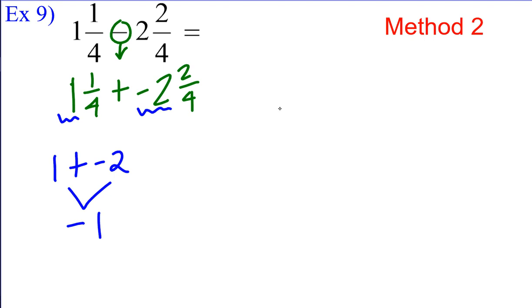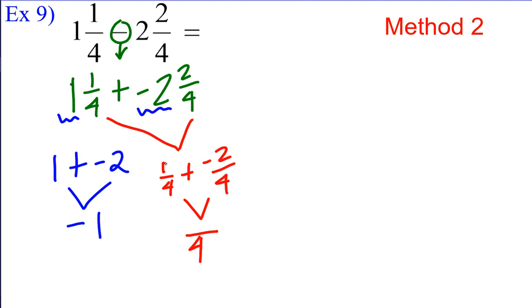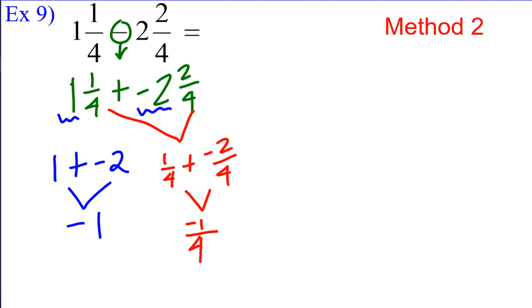Then I take my fractions, 1/4 and negative 2/4, and add those together. I get 4 as my denominator, and my numerator is 1 plus negative 2, which is negative 1. So you can see that 1/4. All I need to do is take these two and add them together. They're both negative, so I put them together and get negative 1 1/4.